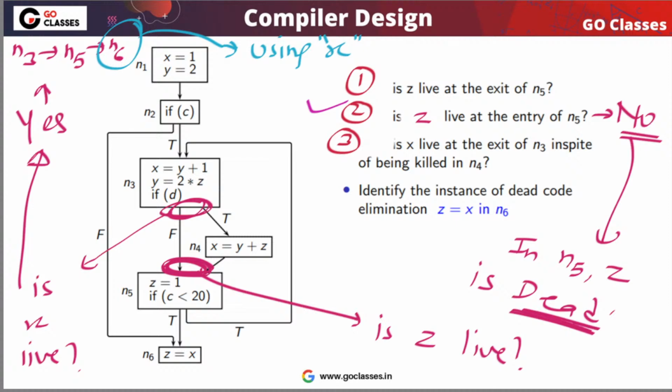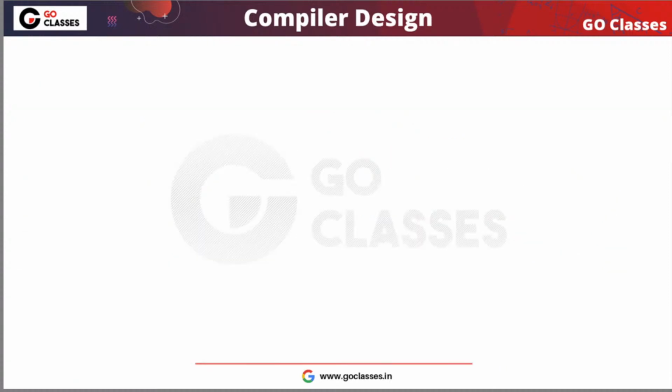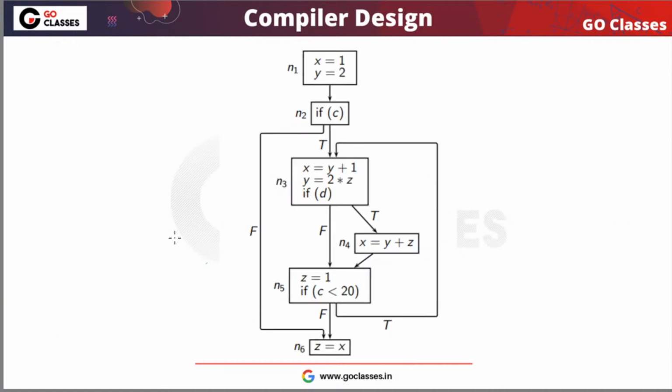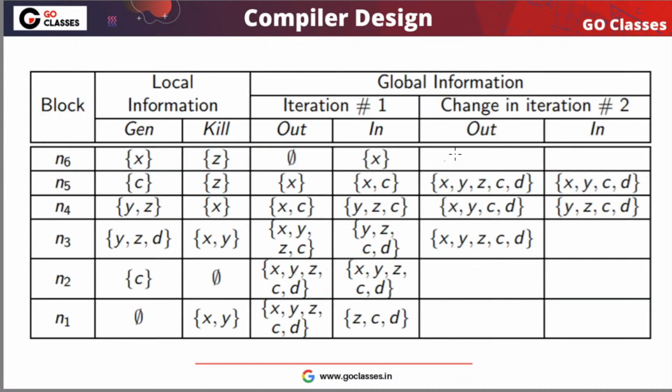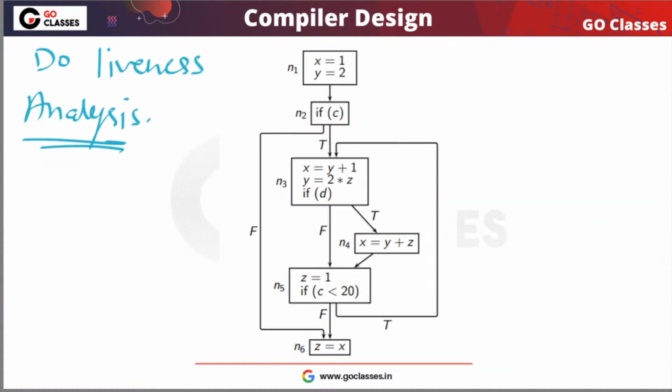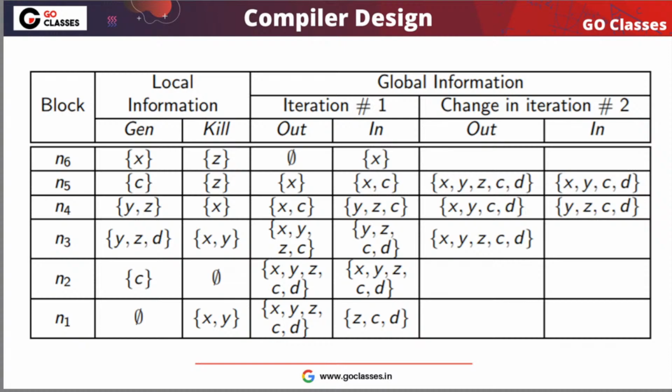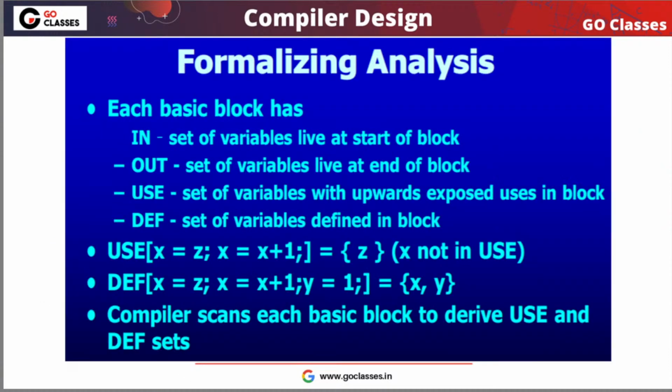So every single variation, everything we have seen. Do liveness analysis. These are for your practice. Some students are asking for practice, so take it as homework. For this, do the liveness analysis. The answer is this, you can check it out. For this question, the answer is this. So everything we have seen.